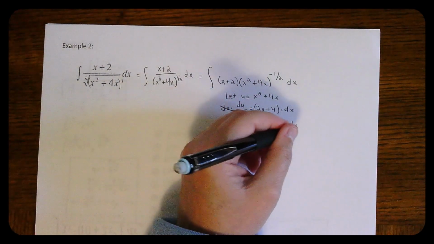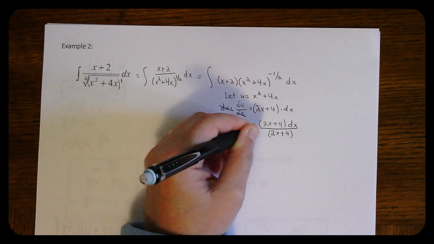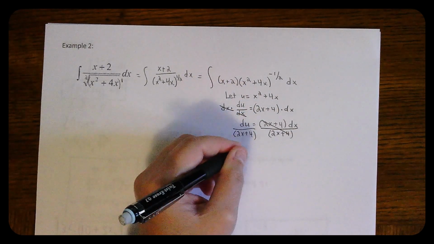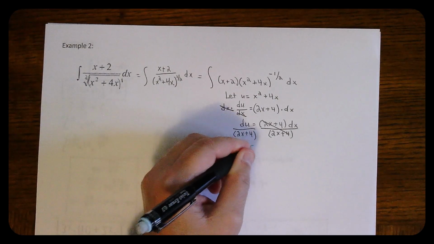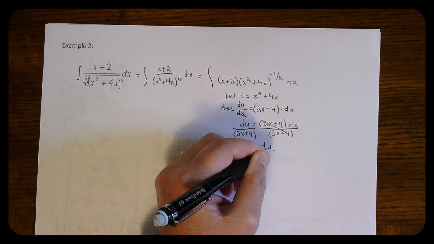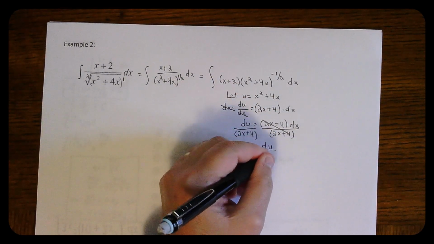Now I'm going to solve for dx. So I'm going to divide both sides by 2x plus 4. So dx equals du over 2x plus 4. I don't want to jump the gun here on you.